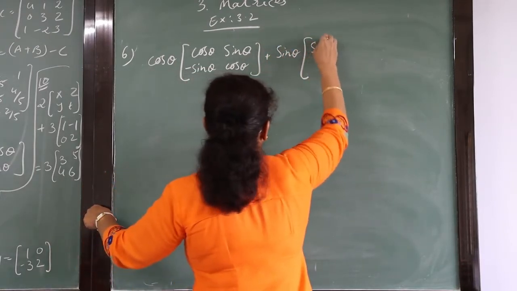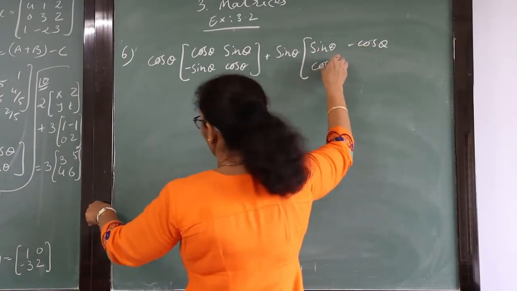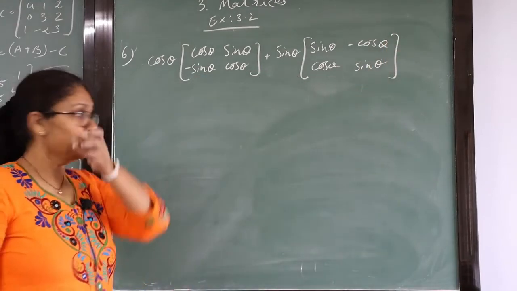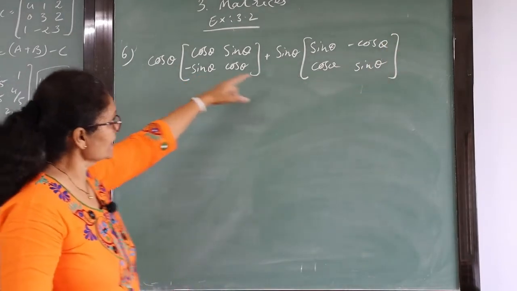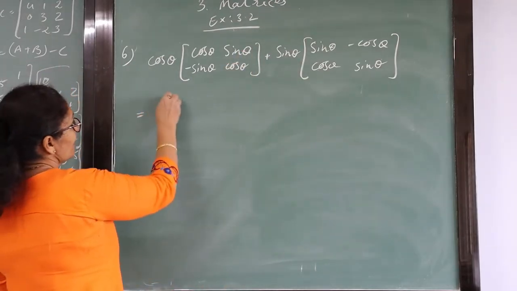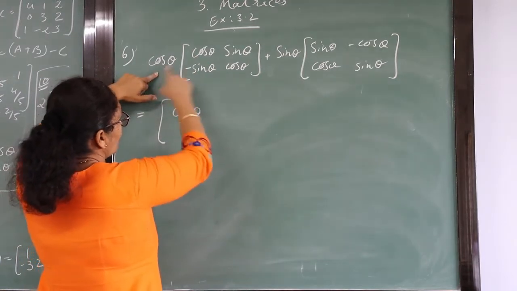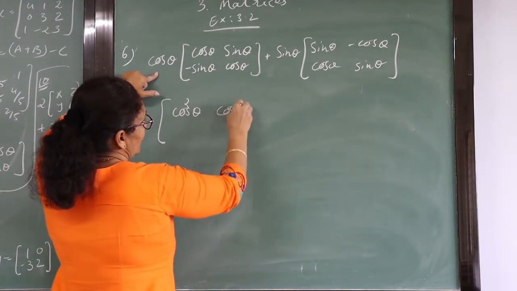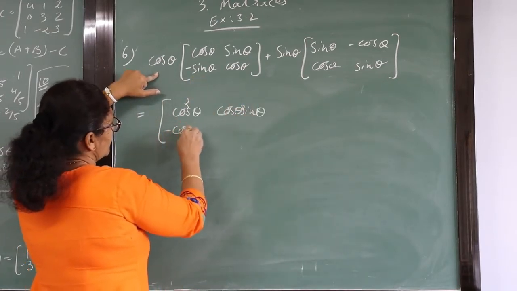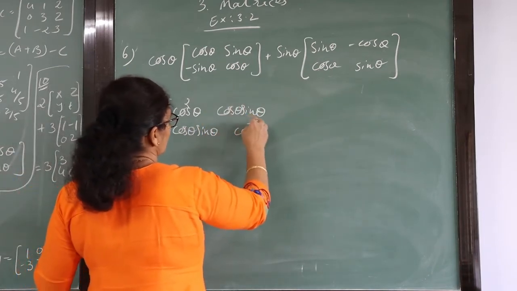Your second matrix is sin theta, minus cos theta and sin theta. First of all, one simple concept. Here we have to take cos inside and here we have to take sin. That can be said multiplication with scalar. Cos into cos will be cos square theta. Cos into sin will be cos theta sin theta. Similar way, cos theta into minus sin theta and cos into cos.